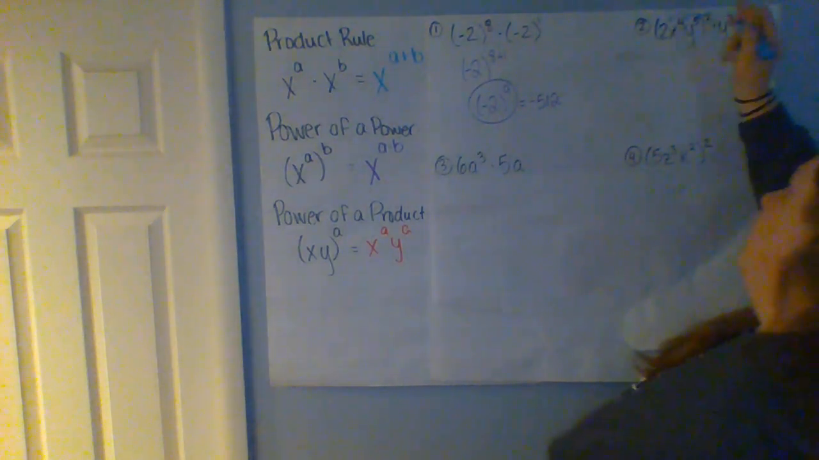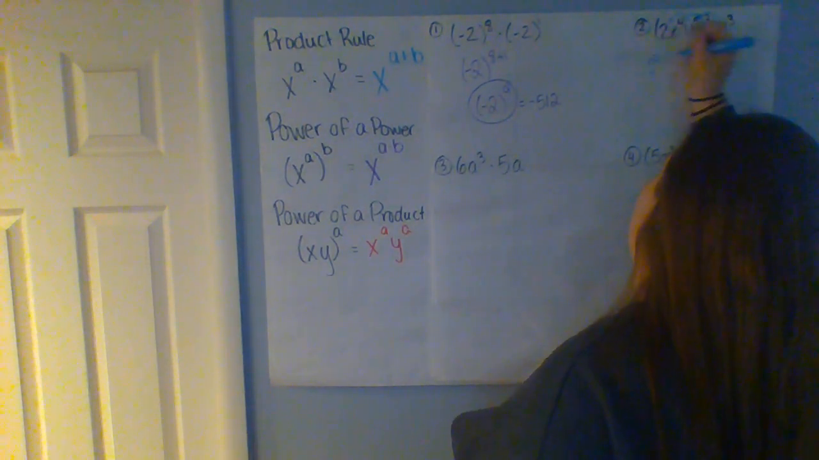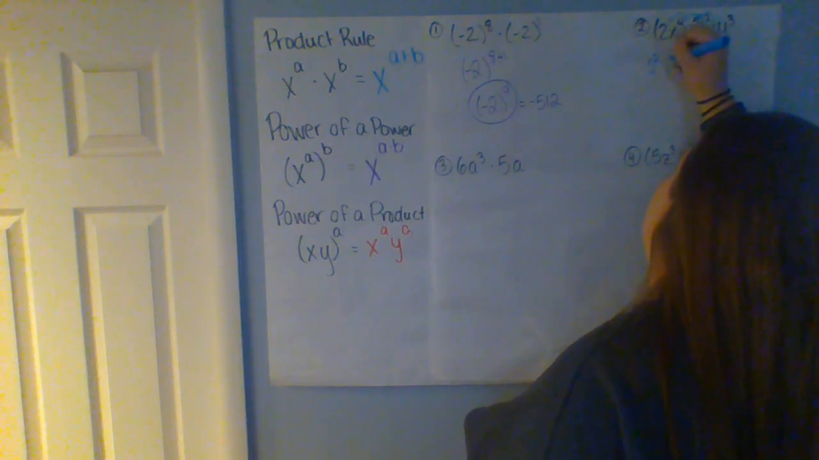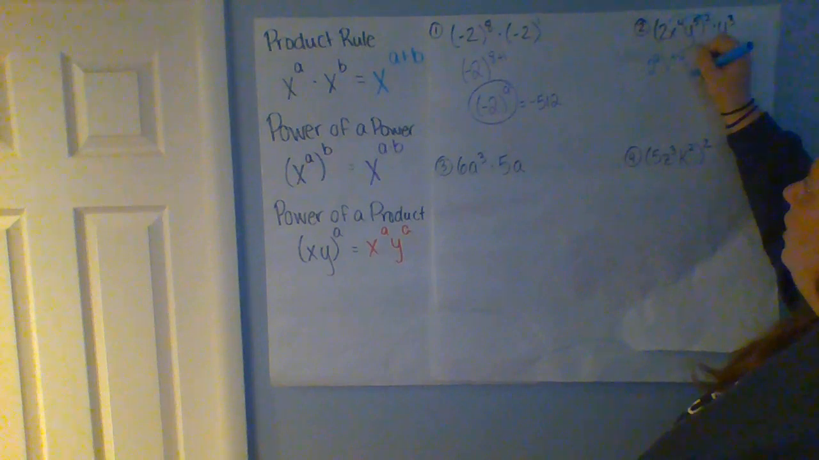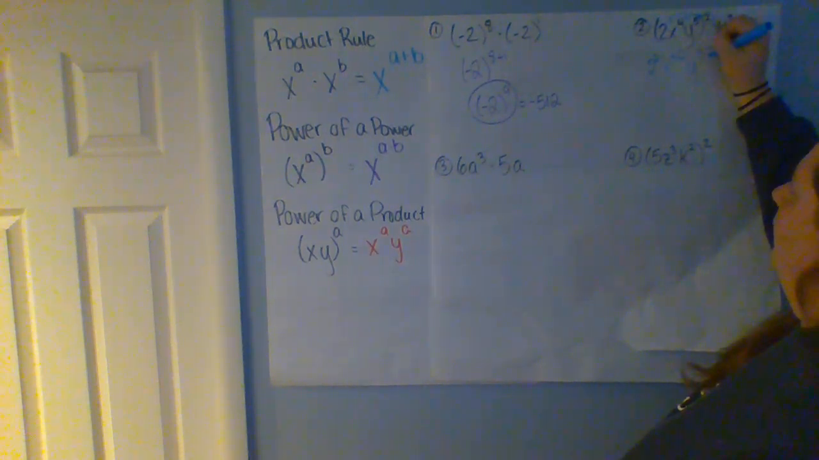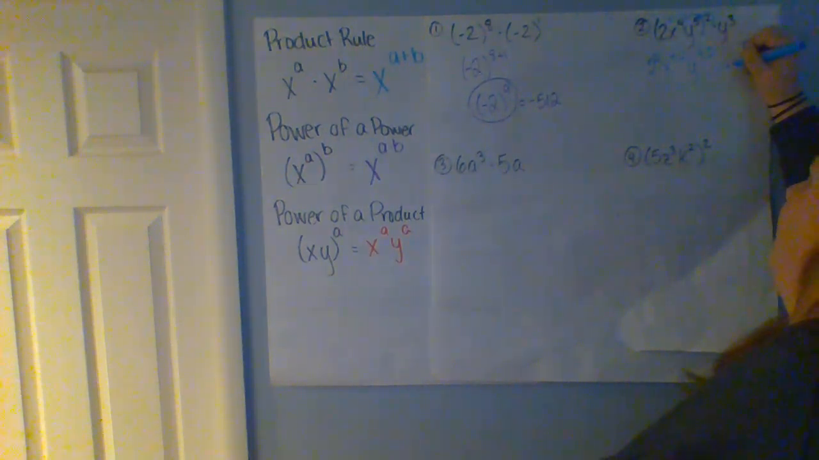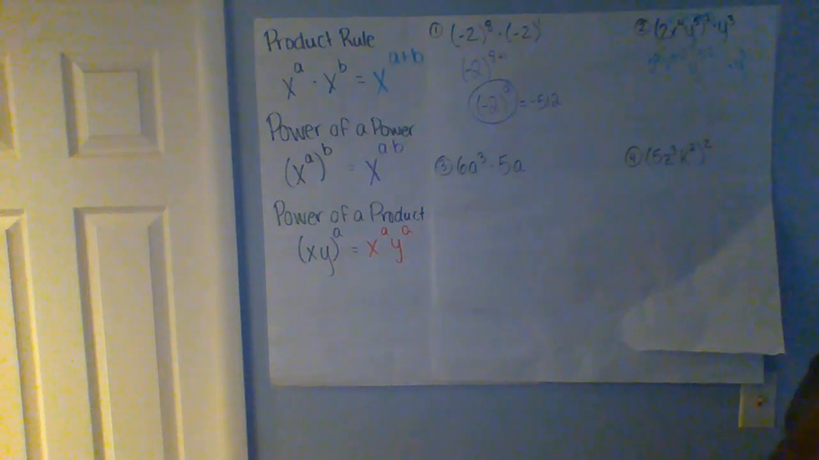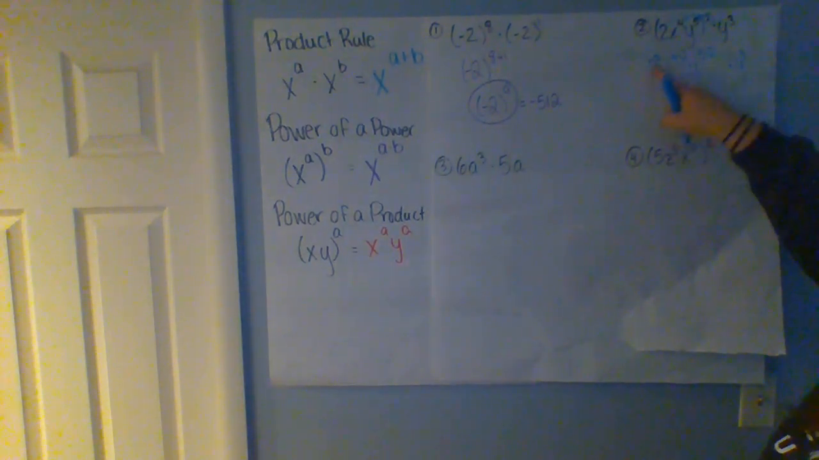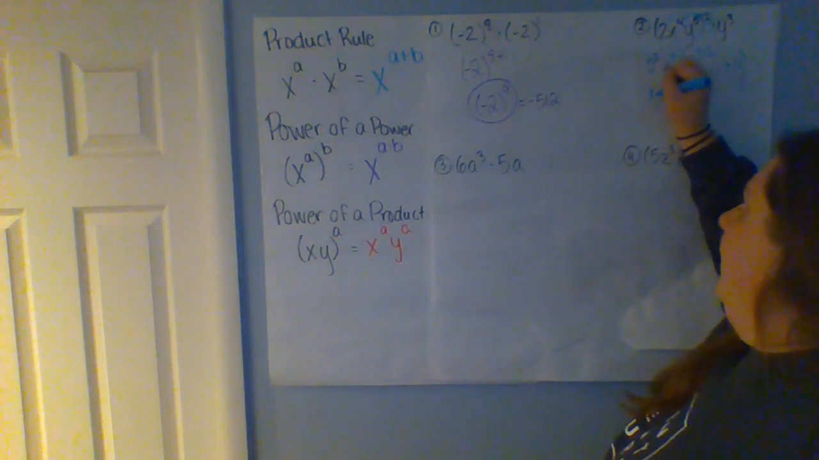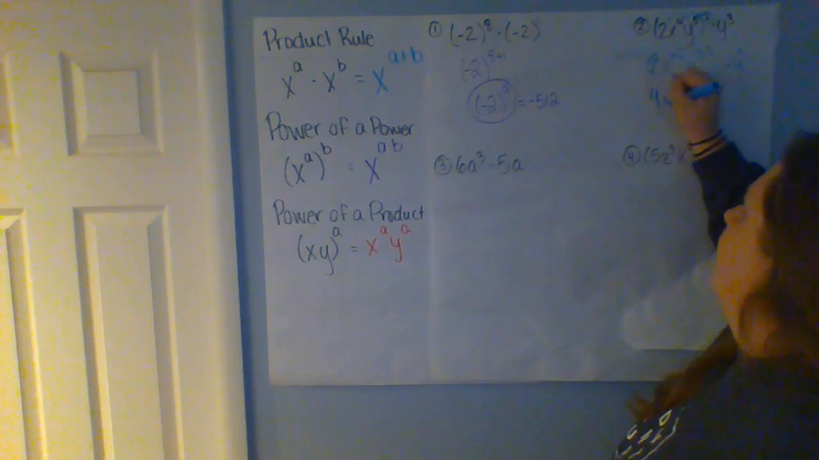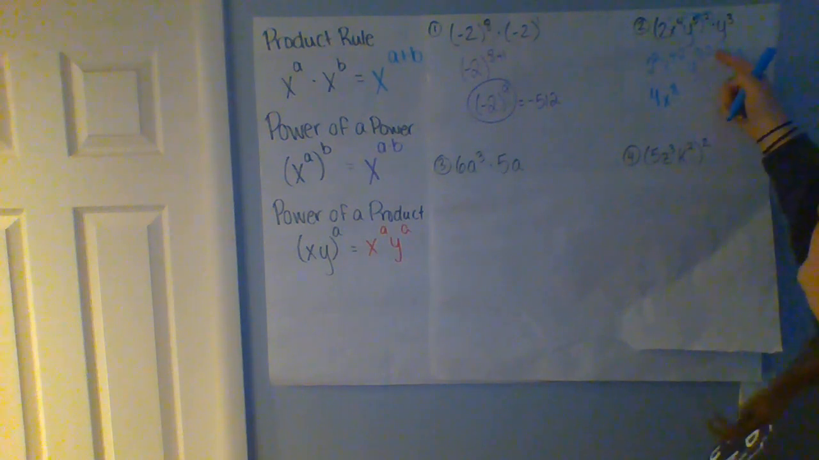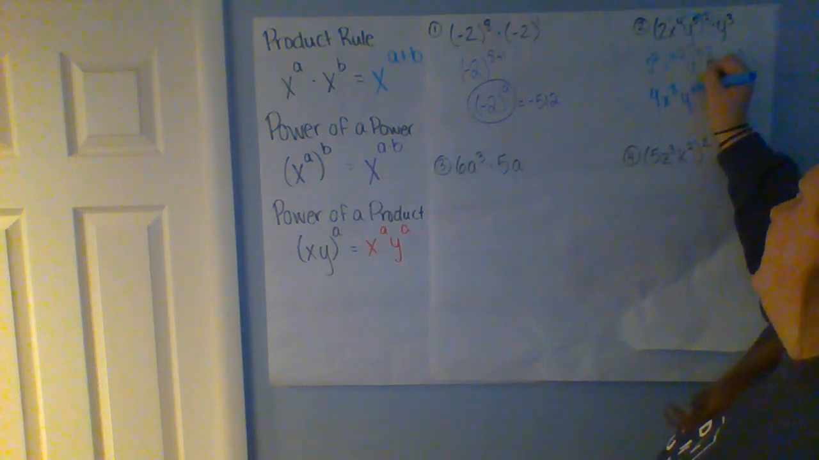So 2 to the 2nd power, x to the 4 times 2, because it's a power of a power, y to the 5 times 2, and then I'm going to bring down that times y cubed over there. 2 squared is 4. 4 times 2 is 8, so we have x to the 8. 5 times 2 is 10, so we have y to the 10.